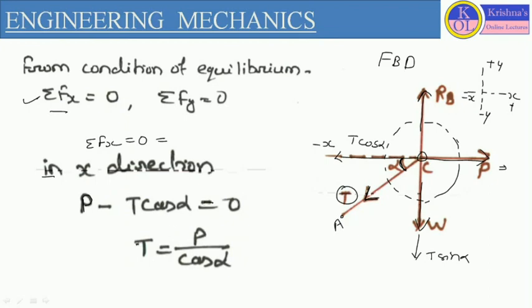From here we can define the exact value of this tension, that is P by cos alpha. If we consider this as equation 1, T will be P by cos alpha. And if we have the value of P and cos alpha, we can easily define the magnitude of tension T in Newton or kilonewton. So here we have our first term.